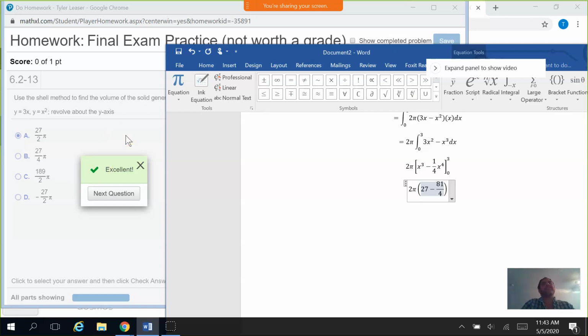All right, so that was using the shell method. Make sure you don't get the disk, washer, and shell method confused, not only of when to use them, but how to use them and how to know whether you're integrating with respect to the x or the y.